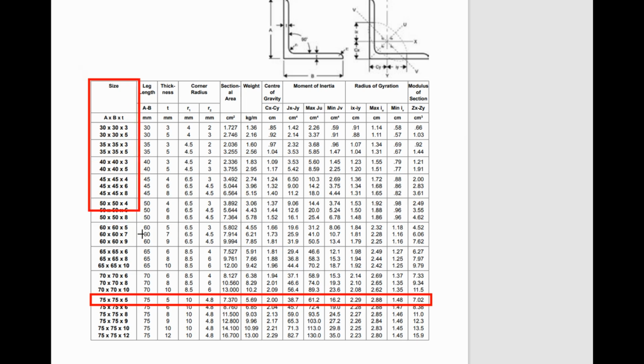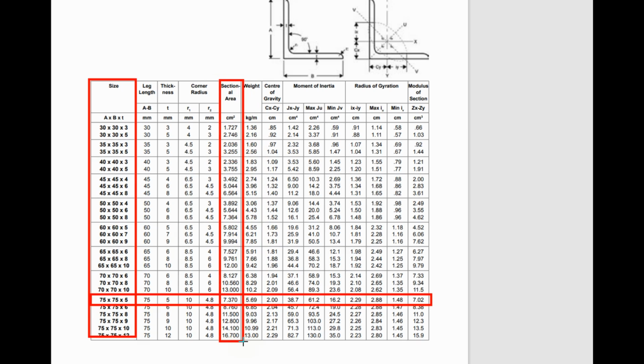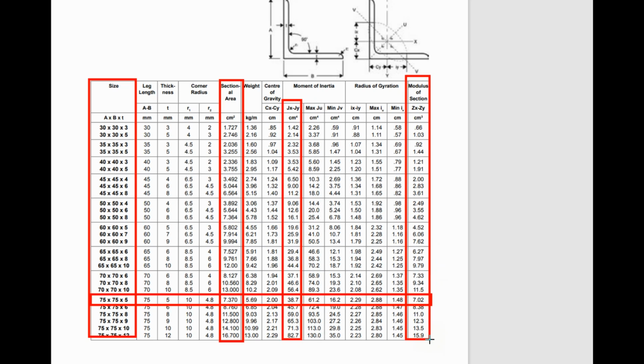The first column is for the angle size, and from this column we can select the cross sectional area for the angle, and from here we can select the moment of inertia, and this column is for section modulus. So for angle size 75 by 75 by 5 millimeter, cross sectional area is 7.37 centimeter square, and moment of inertia in centimeter is 38.7. The value for section modulus of this angle is 7.02 cubic centimeter.